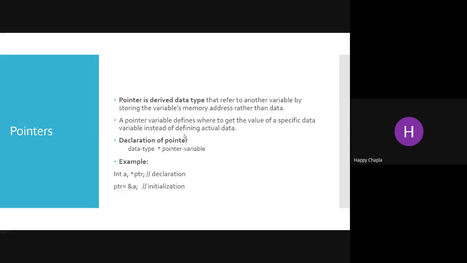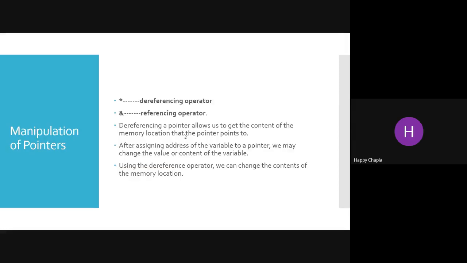Now, for that we require pointers of the derived data type. Using that pointer, we can access that particular location. So for manipulation of pointers, we have a dereferencing operator as well as a referencing operator.